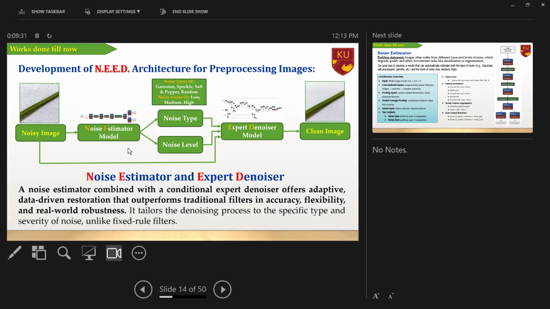We named it expert denoiser because the term spells better, like NED, the need. That means we have the need to pre-process the image so that we can get a quality output, or you can say accurate output. So we named this model NEED. First, let us go through the noise estimator model.